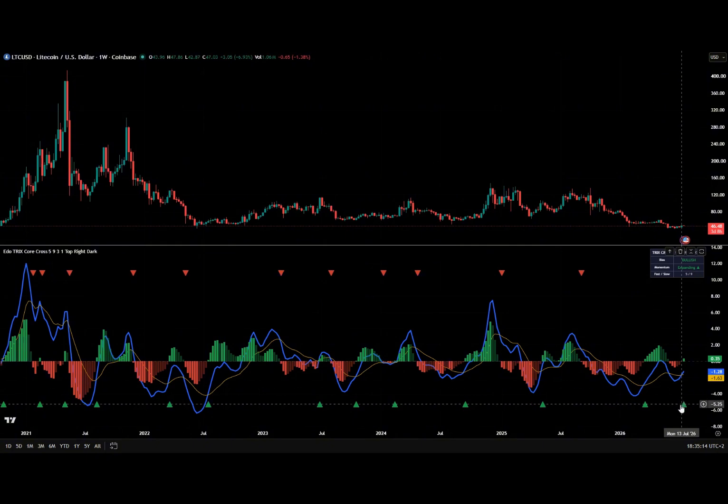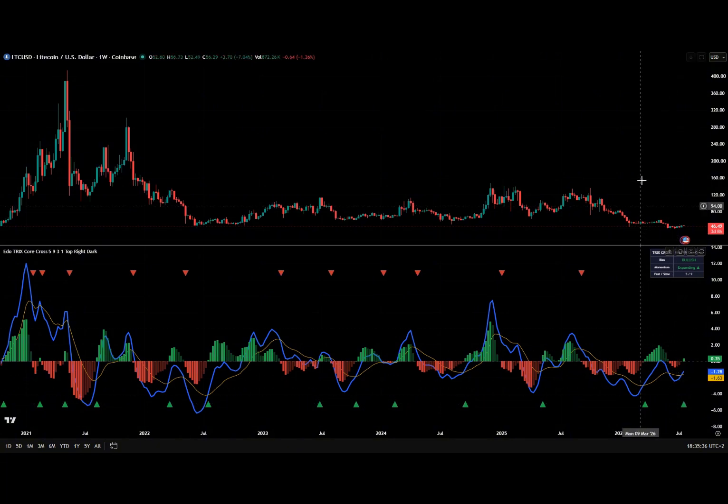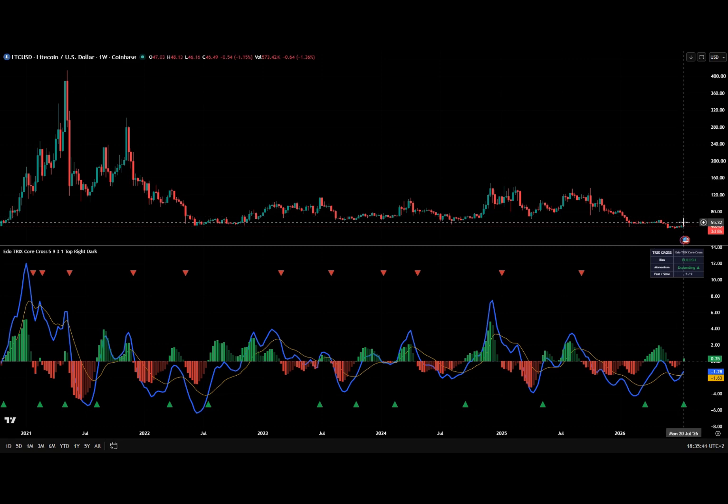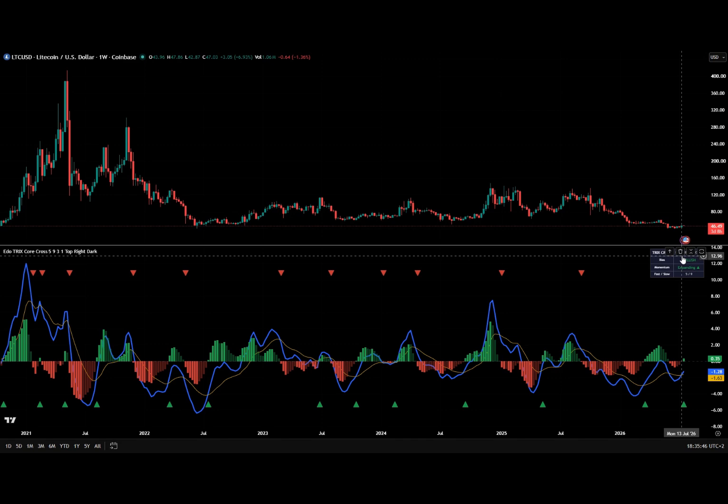When the fast line crosses above the slow one, the indicator prints a green triangle at the bottom of the window. That is the bull cross, and it means the recent pace of the move has become stronger than the average pace. On Litecoin Weekly there is one on the very last candles, with the histogram turning green underneath. And here is the honest reading. Price is sitting at the lows of the whole range while this cross happens. A bull cross tells you the downward pressure has eased. It does not tell you the trend has changed.